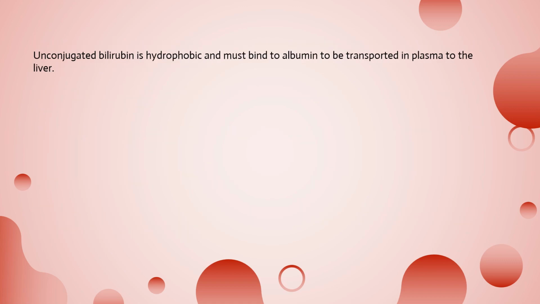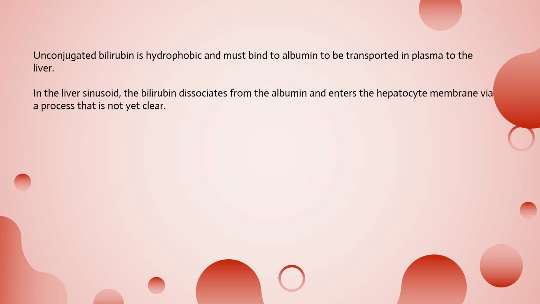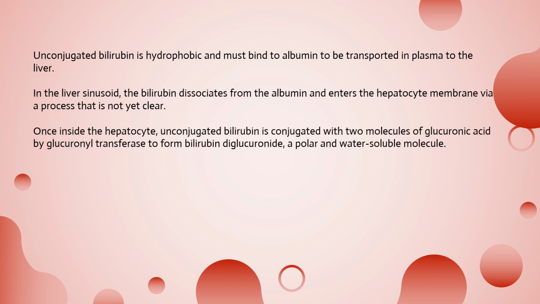Unconjugated bilirubin is hydrophobic and must bind to albumin to be transported in plasma to the liver. In the liver sinusoid, the bilirubin dissociates from the albumin and enters the hepatocyte membrane via a process that is not yet clear. Once inside the hepatocyte, unconjugated bilirubin is conjugated with two molecules of glucuronic acid by glucuronyl transferase to form bilirubin diglucuronide, a polar and water-soluble molecule.